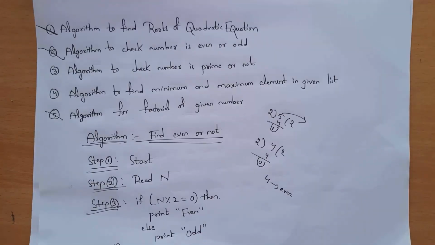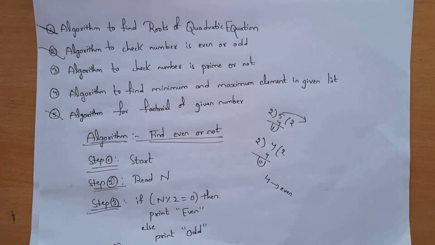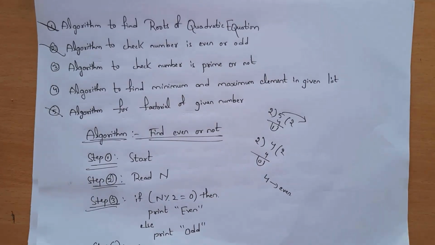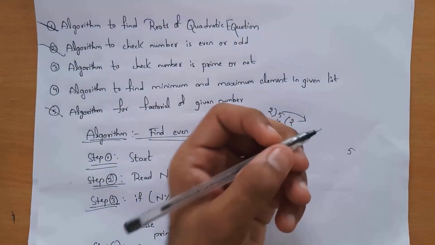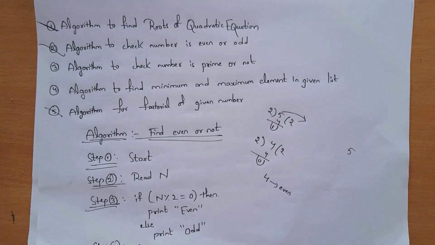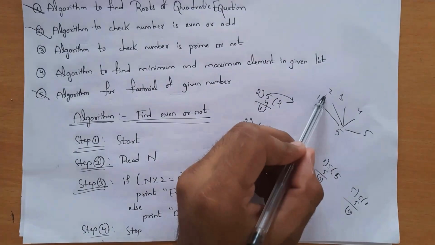Next, I will explain algorithm to check number is prime or not. But before that, you need to know what is prime number. Number which is divisible only by 1 and itself is known as prime number. For example, if you consider number 5, 5 is divisible only by 1 and itself. You need to start from 1 and you need to check till 5.